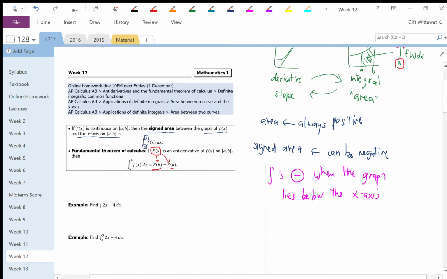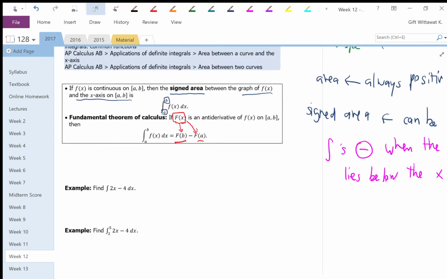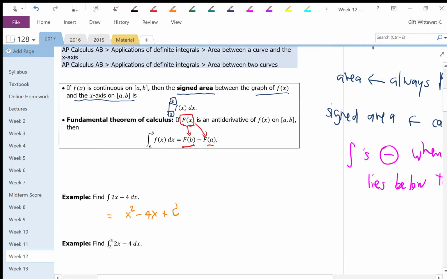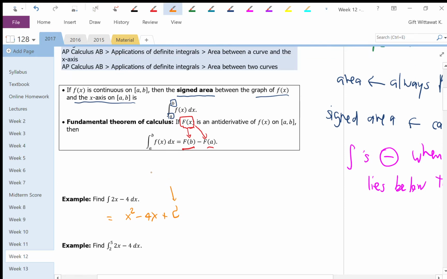So let's look at an example, which should make it a little easier to see. Let's say I'd like to integrate 2x minus 4. This is pretty straightforward. We saw how to do that last week. That's going to be 2x becomes x squared, minus 4 becomes minus 4x, and then plus a constant c. This c is a constant, so it can be any number.